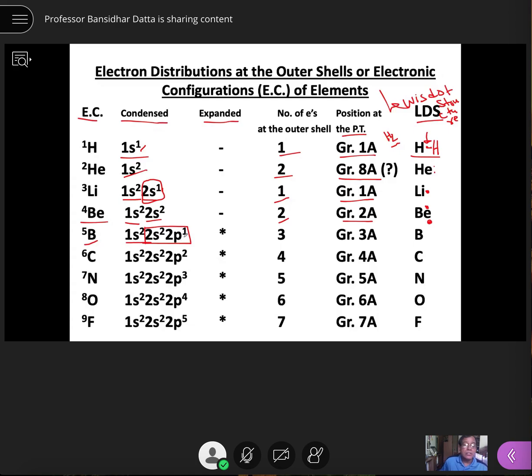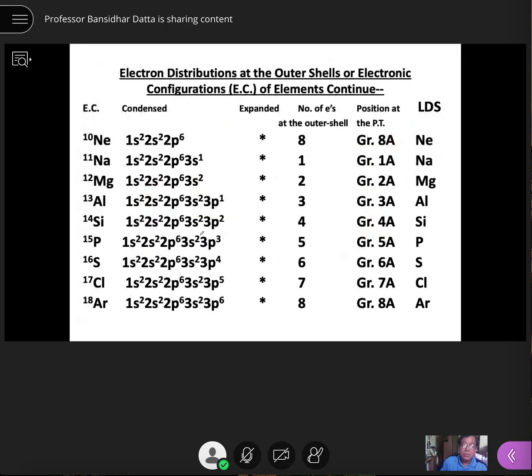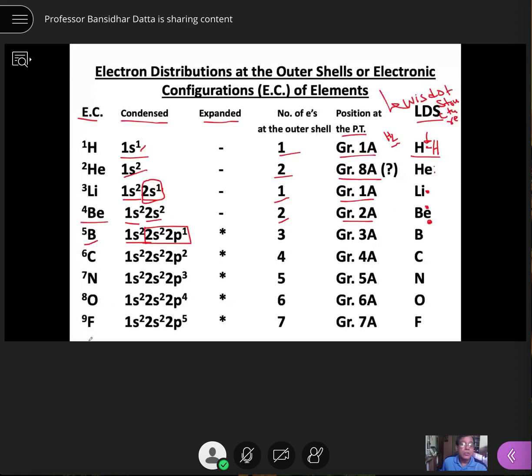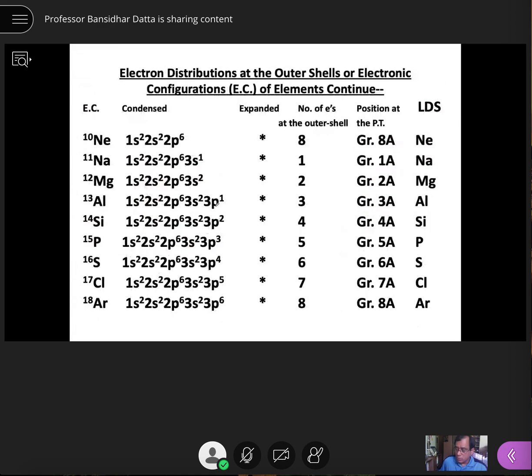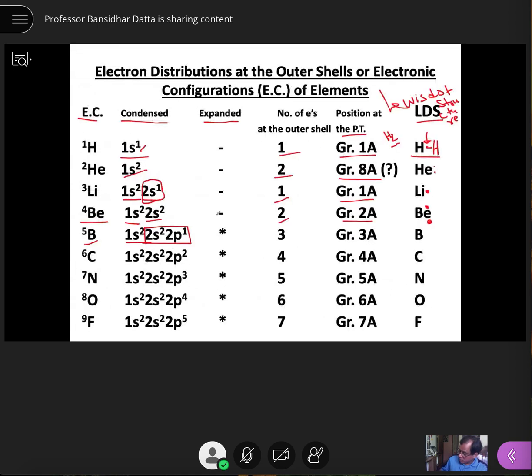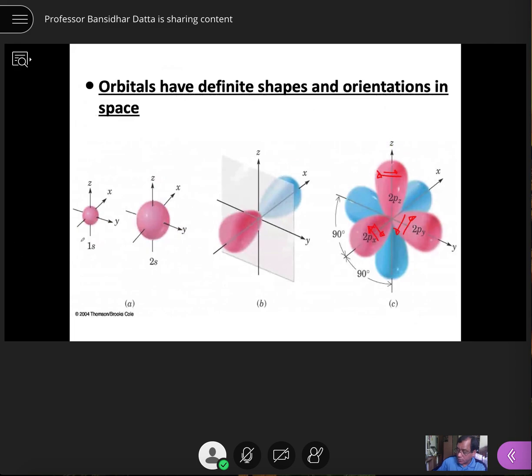Now this is the condensed electronic configuration. So wait a minute, just a minute. Come on. All right. This condensed one you can expand it. So what is going on here? My cursor. Don't worry about it. I'm coming. Okay. All right.